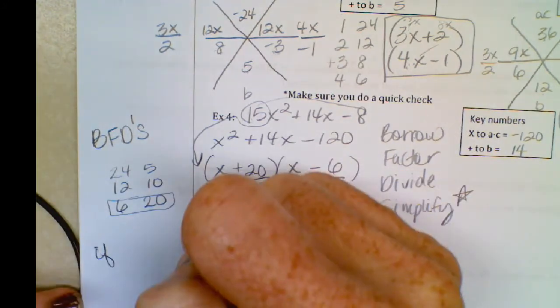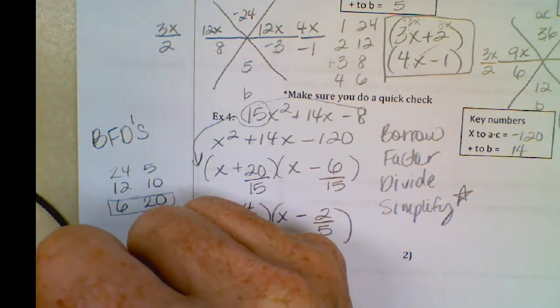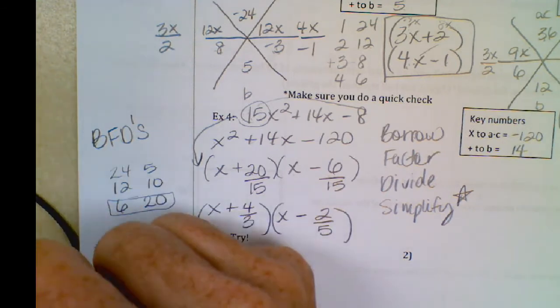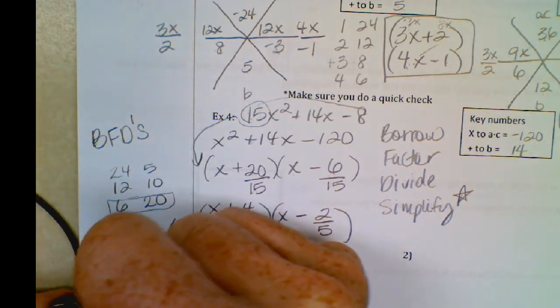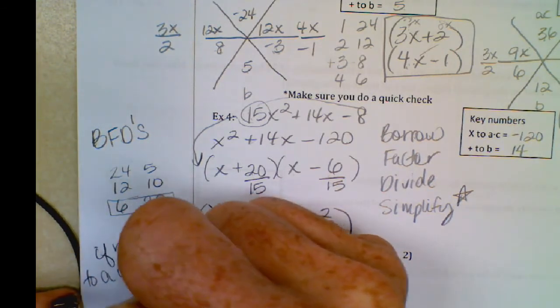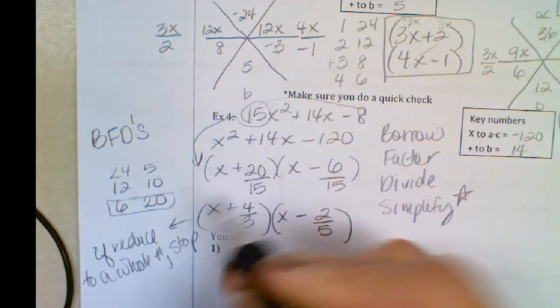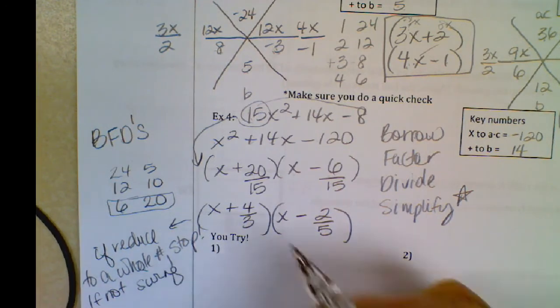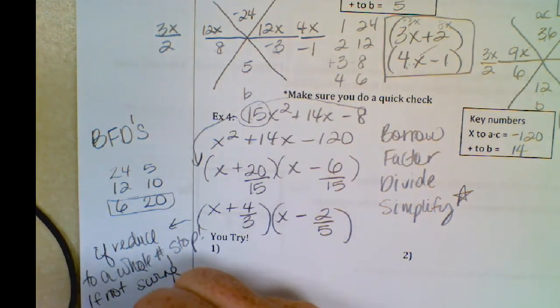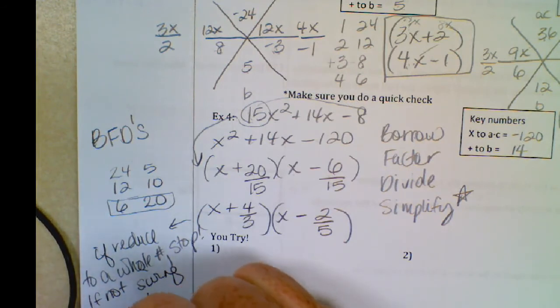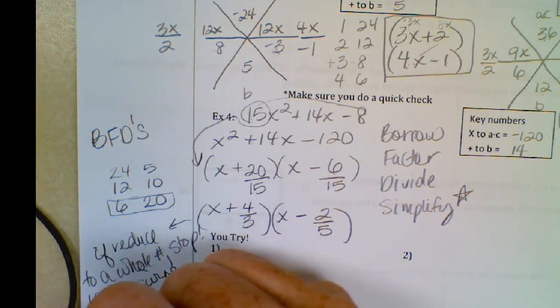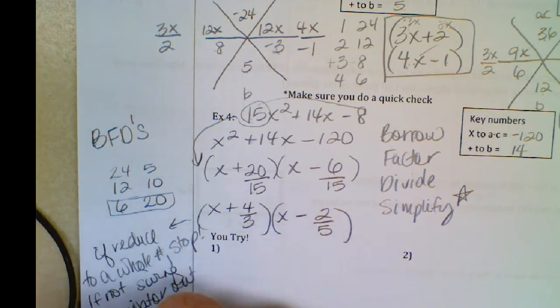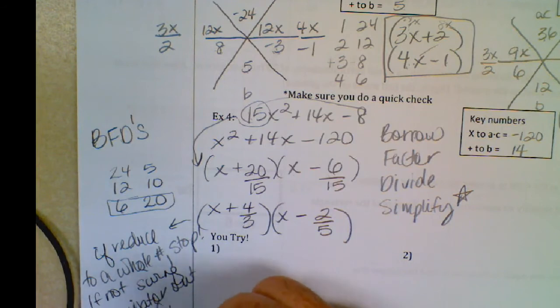Okay? So if your fractions reduce to a whole number, then you stop. That's one of your factors. If not, swing the denominator out in front of the variable.